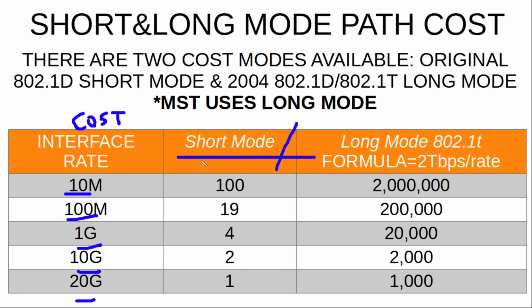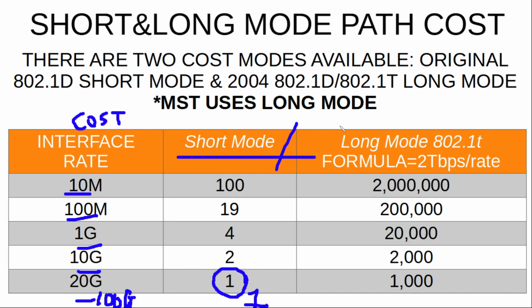efficient up to when an interface is a 20 gigabit per second interface. In that case we reach the lowest cost value, and we cannot go any further. So for instance, if we had a 100 gigabit per second interface that is better than a 20 gigabit per second interface, we can only provide that interface with a value of 1. So we have a technological limit here.